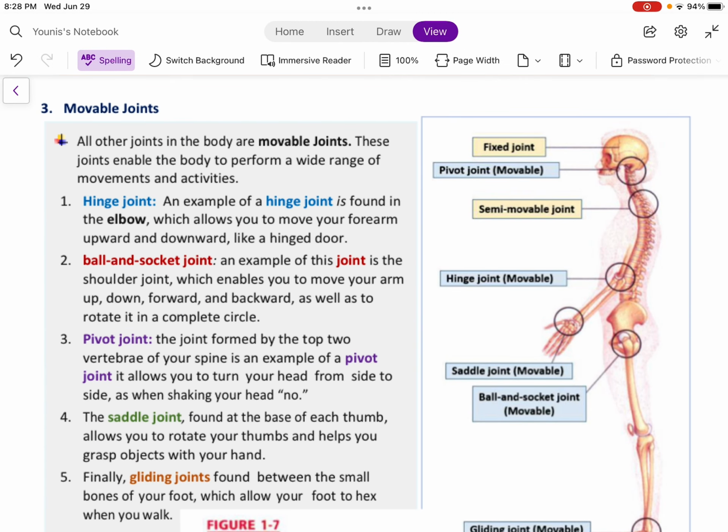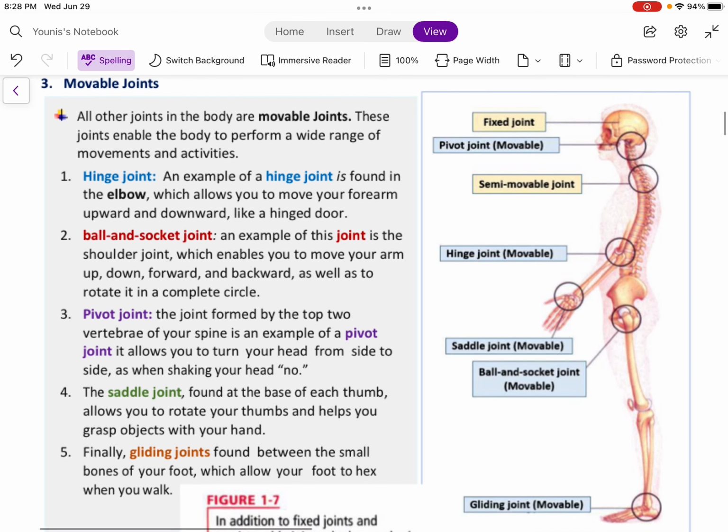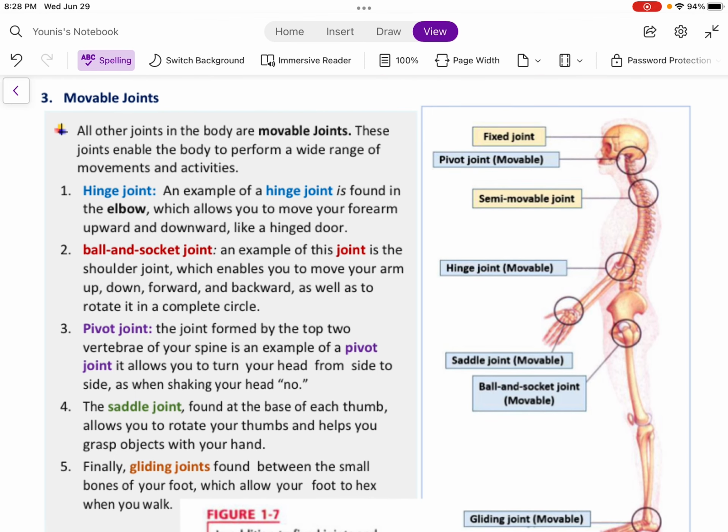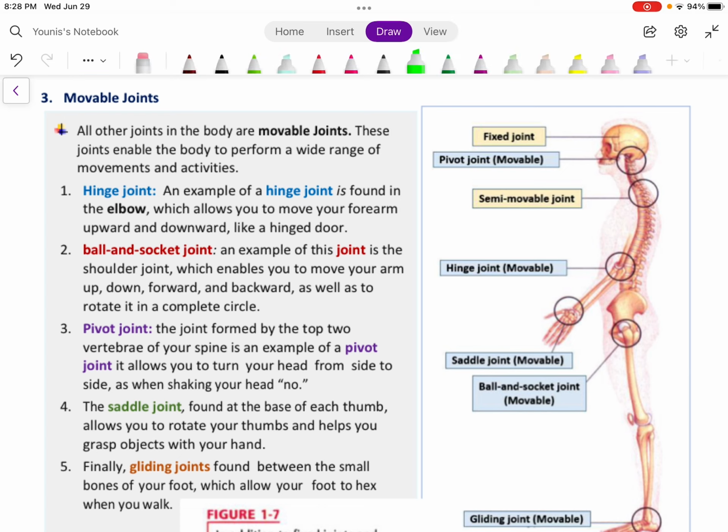The third type of joint is the movable joint, which is the most varied and abundant type of joint in the skeletal system. The movable joints, from the name, are the joints that can provide a wide range of movements and activities. Because they are highly movable, they can provide different types of movements. They are divided into 5 types.